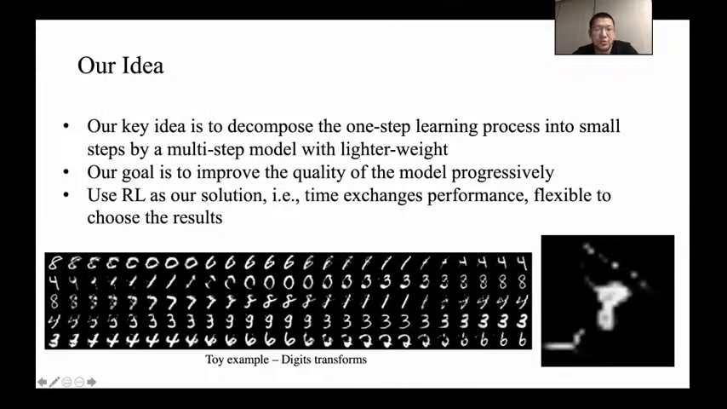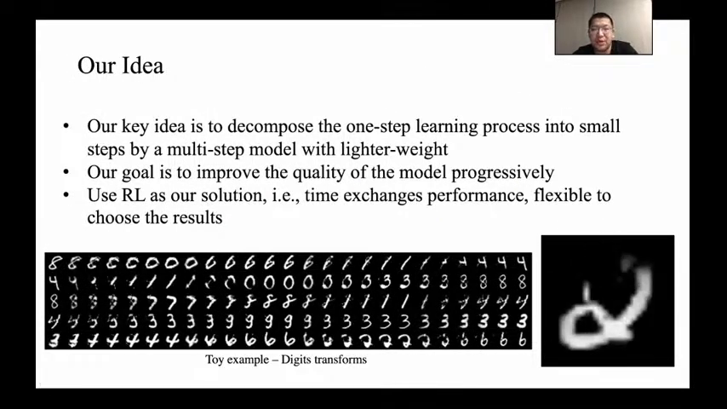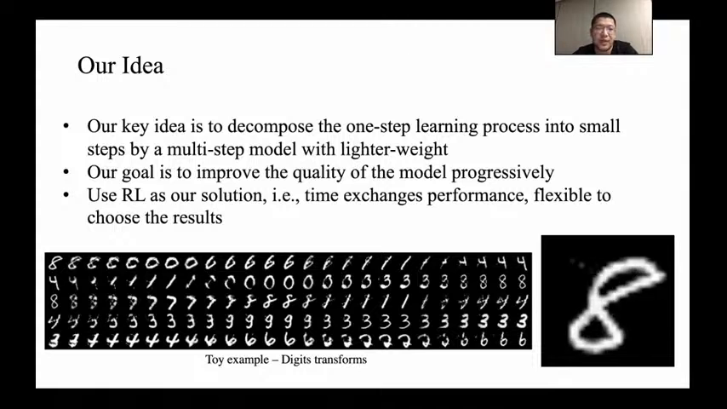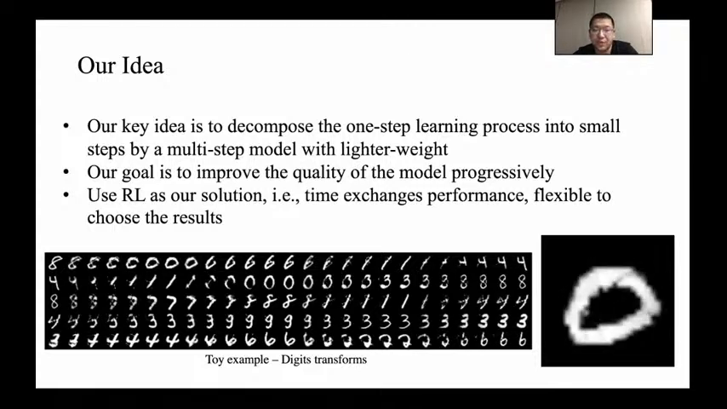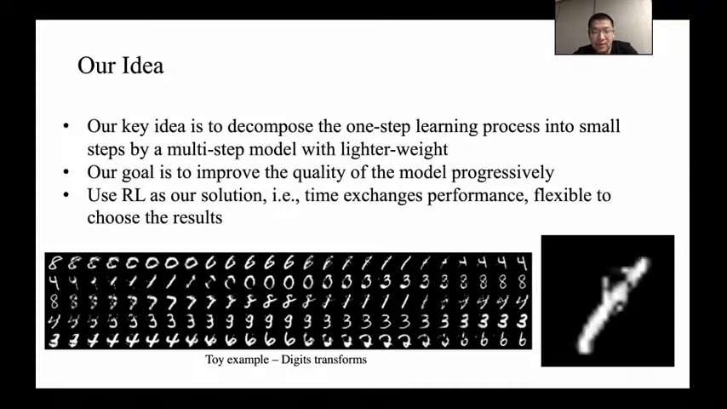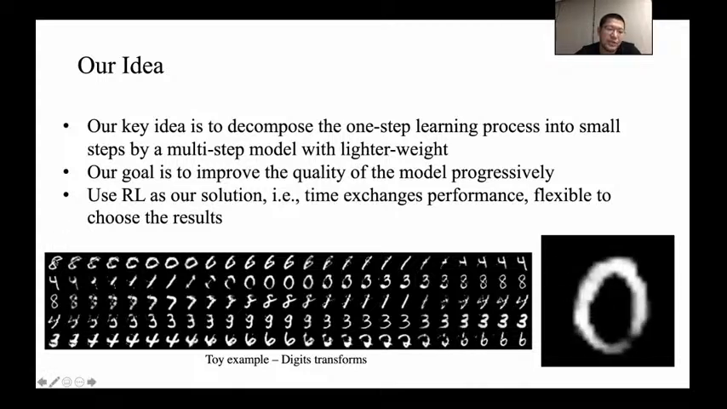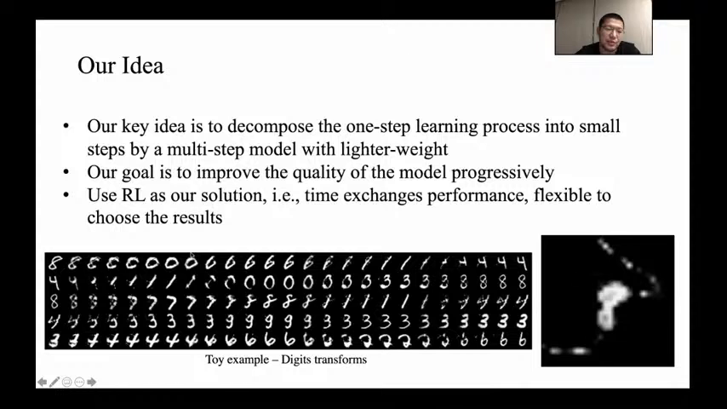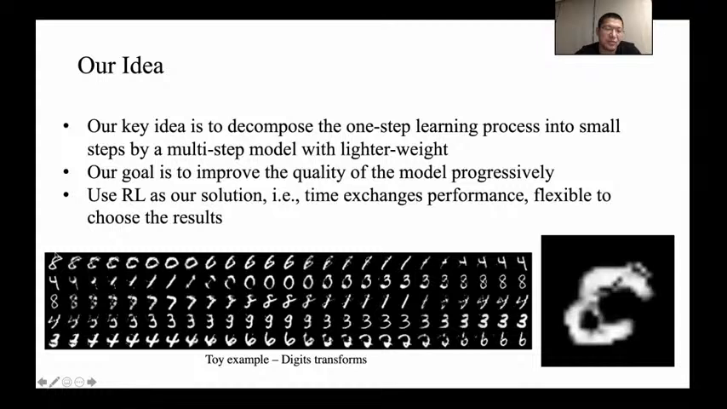Our idea is to decompose the one-step learning process into small steps by a multi-step model with lighter weight. So our goal is to improve the quality of the model progressively. So let's use this random digits transform as an example to explain our idea. For example, the source image is the number 8, the target image is 0. The source image is translated to the target image by a stepwise model.